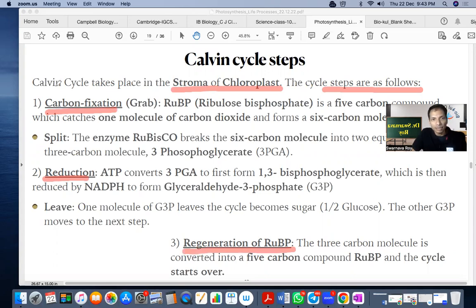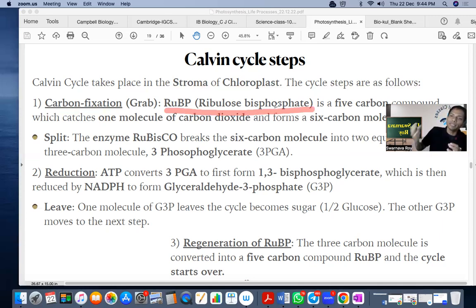So step number 1 is carbon fixation. And what is happening in carbon fixation? You see there is a 5-carbon compound called the ribulose bisphosphate. So ribulose bisphosphate, it's a 5-carbon compound, and this ribulose bisphosphate is actually reacting with carbon dioxide. So in other words, it is catching carbon dioxide, it is fixing carbon dioxide, and they're forming a 6-carbon compound. So let's see the figure, which will help us understand what's going on.